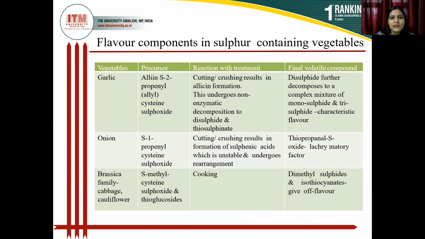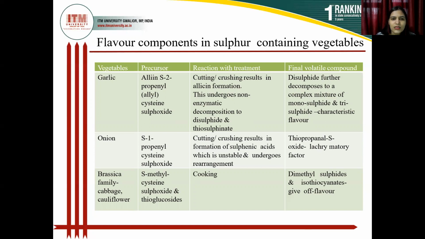So the garlic precursor is S-2-propenyl (allyl) cysteine sulfoxide. Cutting and crushing result in allicin formation. This undergoes non-enzymatic decomposition to disulfide and thiosulfinate. And the final volatile compound is disulfide, further decomposed to a complex mixture of monosulfide and trisulfide, the characteristic flavor.